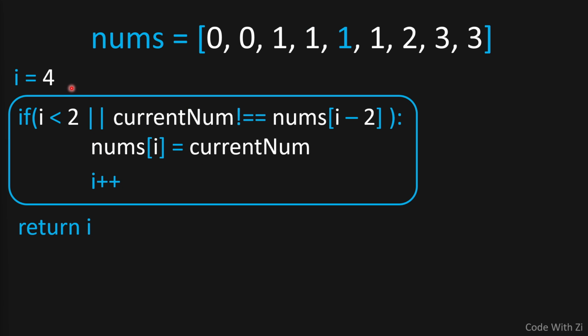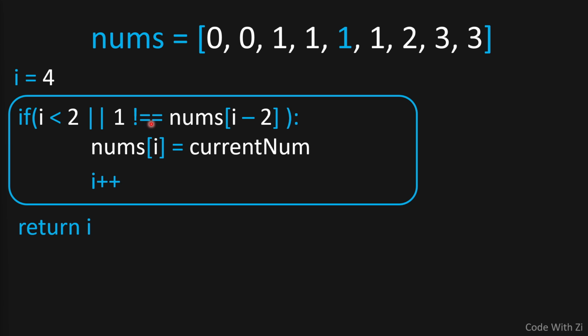And now I is 4. Now, this round is really important. We're going to be like, if I is smaller than 2, well, it's not. I is 4. Or current number, which is 1, if this is not equal to nums at I minus 2, well, I is 4. 4 minus 2, that's going to give us 2. This is the number with the index of 0. This is the number with the index of 1. This is the number with the index of 2. So we're going to be like, is 1 not equal to 1? Well, actually, 1 is equal to 1.